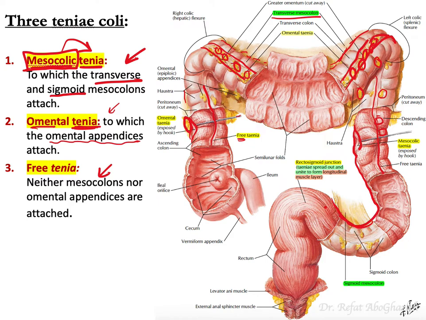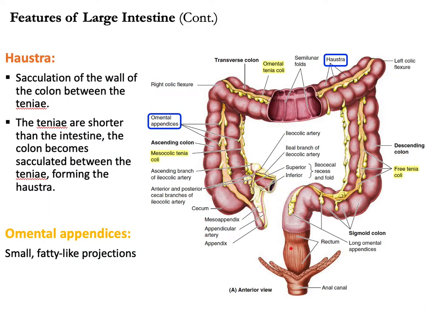And you know, at the rectosigmoid junction, the tenaculi, you see, for example, the free one, it blends with the mesocolic one and the omental one, and they form the outer longitudinal layer of the rectum, right? So that was the tenaculi, one of the important features of the large intestine.